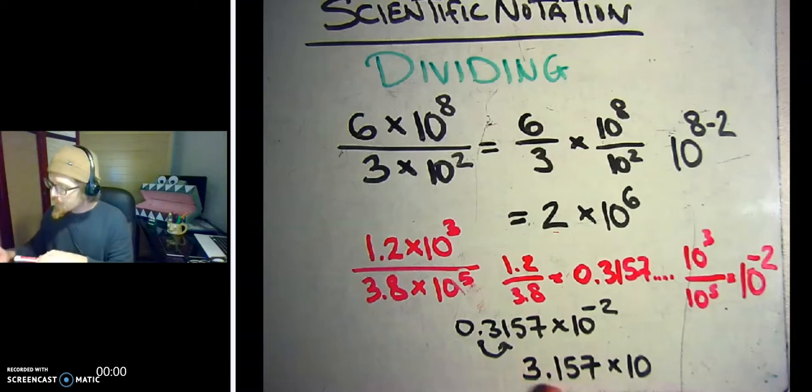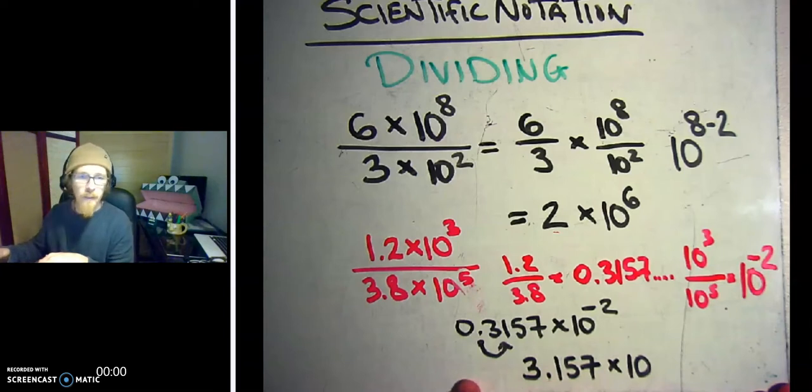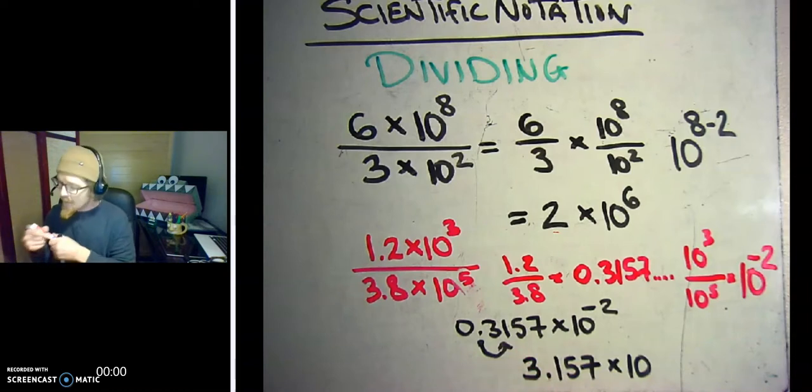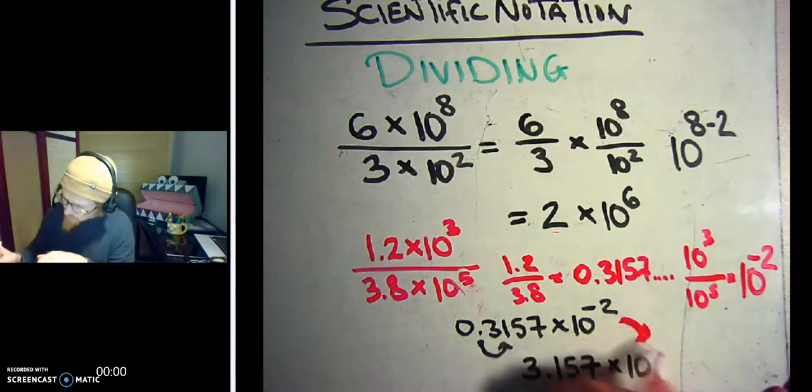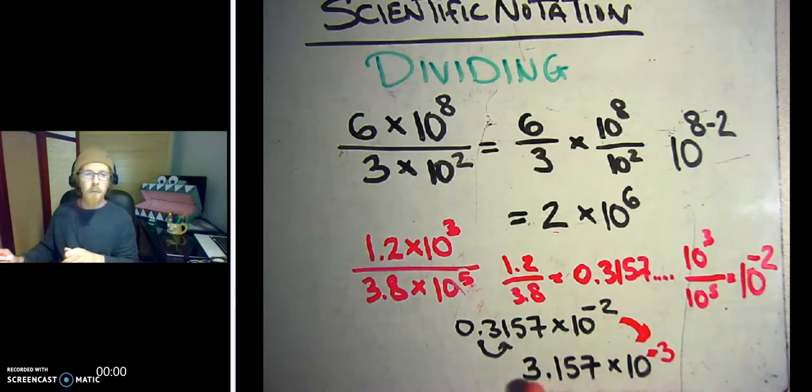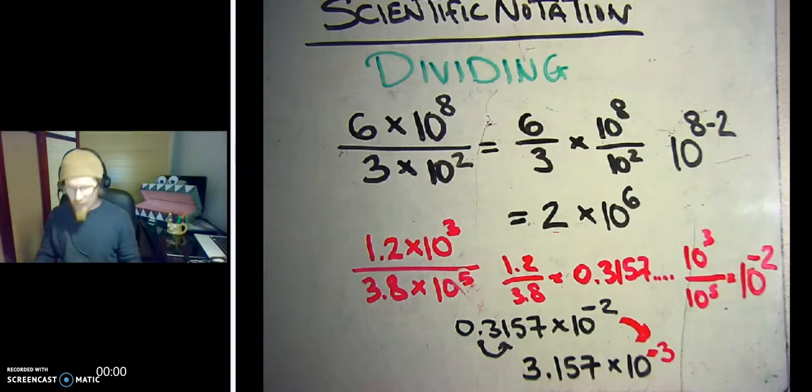And because I'm moving the decimal left to do a final answer, and I had to move it to the right to account for it, I need to actually take a power of 10 away. And so we have 3.157 times 10 to the negative 3 power instead of negative 2, because again, I had to account for that decimal's movement.